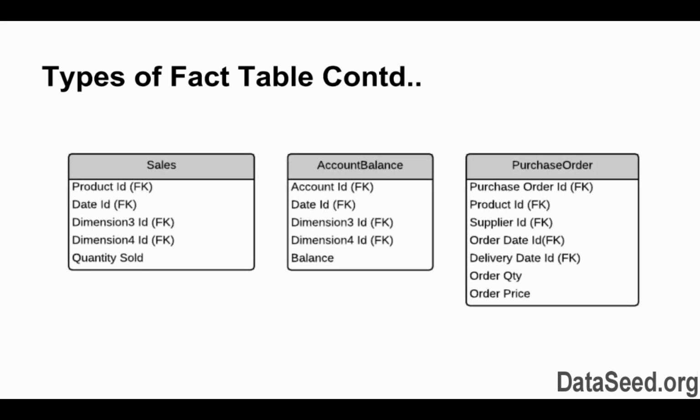Now this slide shows the picture of the various fact tables that we talked about. The first one is the transactional fact table. The second one is the snapshot fact table showing the balance. And the third one is the accumulating fact table showing various dates in the purchase order processing.